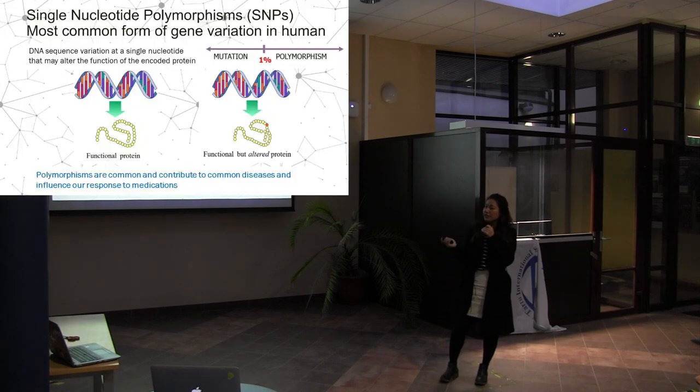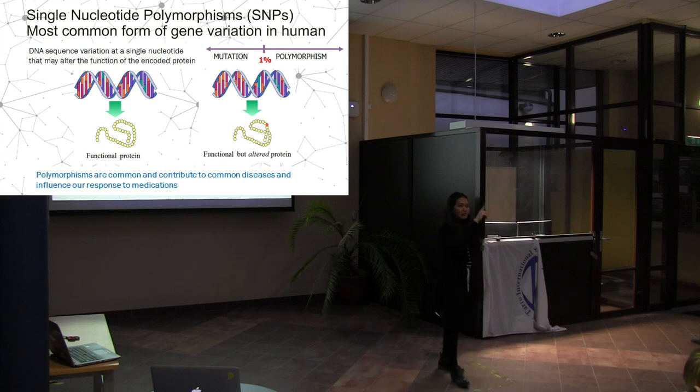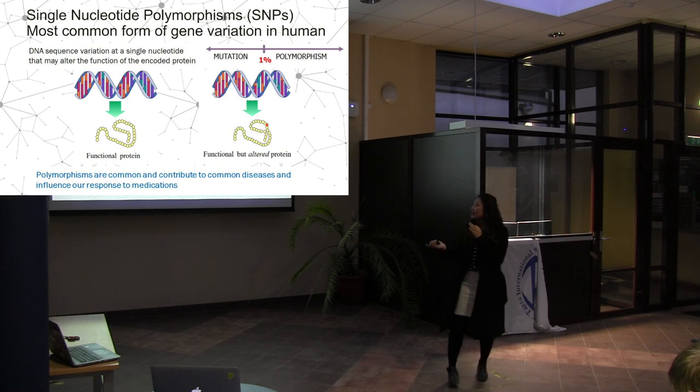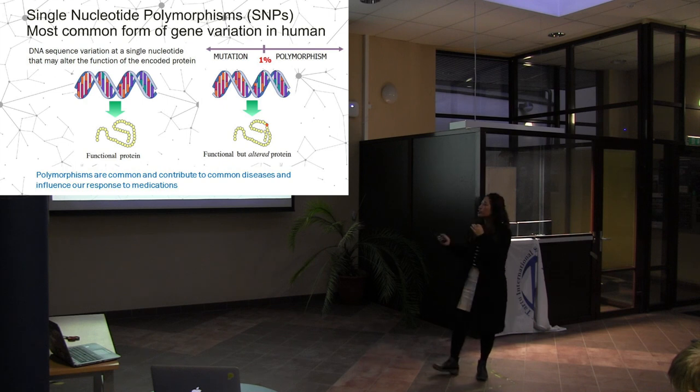What is SNP? It's a single nucleotide polymorphism. So this is a variation in a single nucleotide, only one single base. Maybe the C is exchanged to T somehow. And this is the difference between mutation and polymorphism. In a mutation, the frequency is less than 1%, but in a polymorphism it is greater than 1%. That is how we can differentiate polymorphism and mutation.